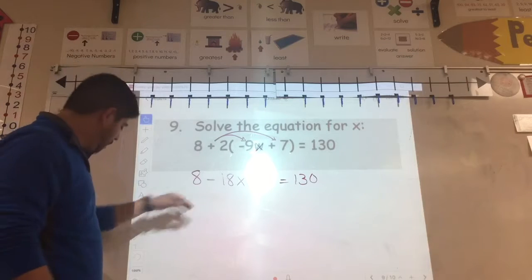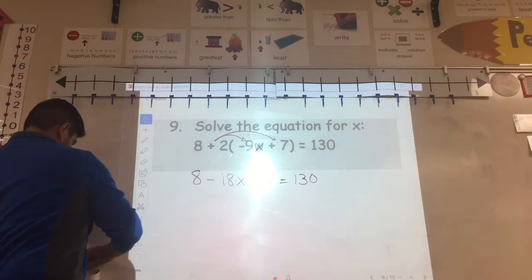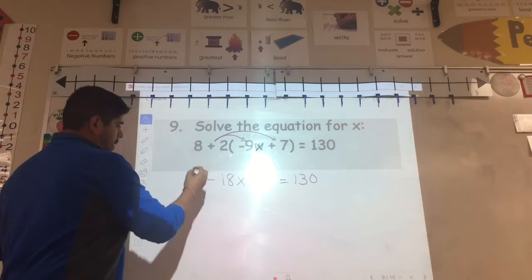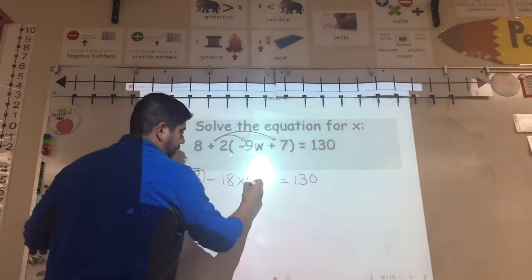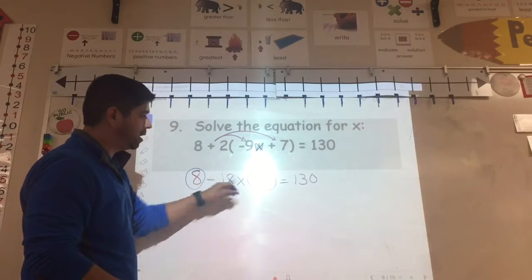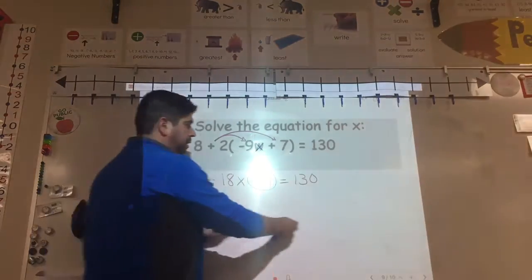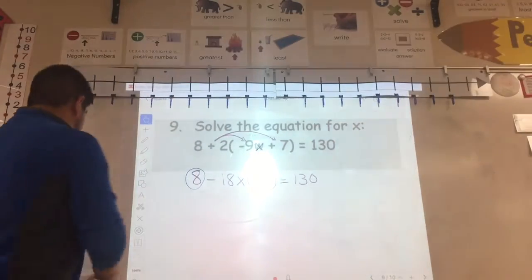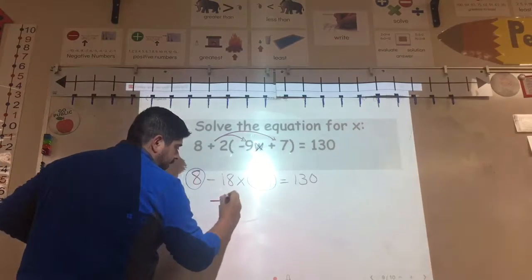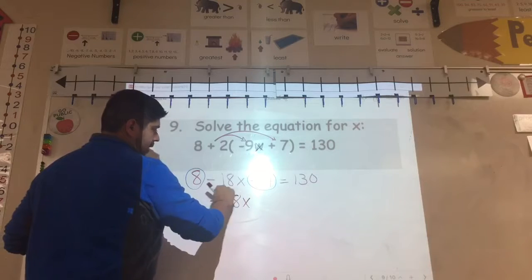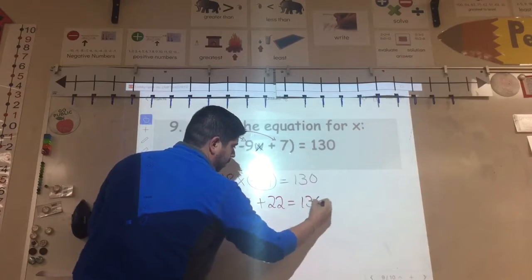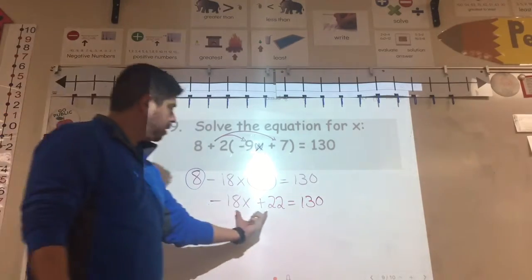So now we have this over here on this side. I can combine this positive 8 and this plus 14. I can leave the negative 18x here because that's a like term. There's no other term with the x on it. So before I start moving stuff over to get x by itself, I have to combine those terms. So 8 plus 14 is 22. So I'm going to say negative 18x, I'm just keeping this here, plus 22, and that equals 130.